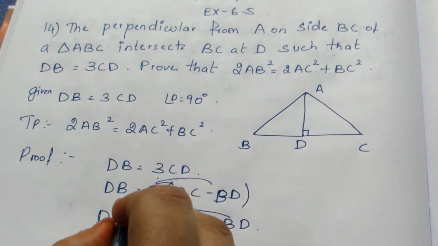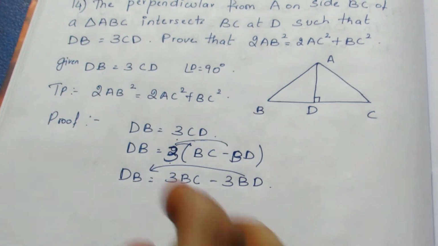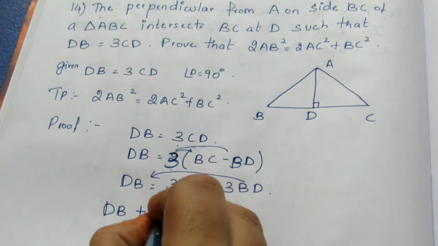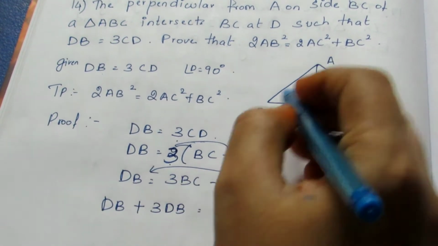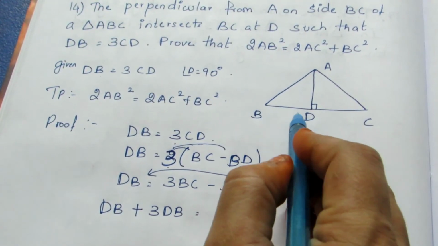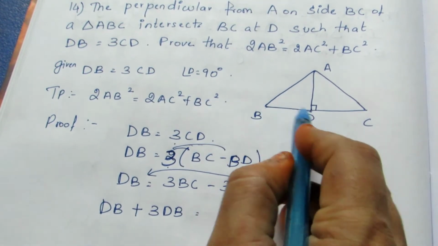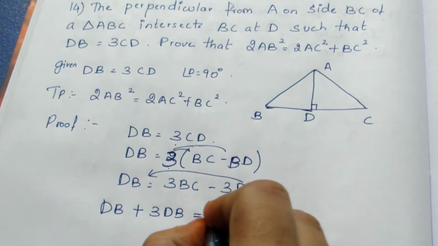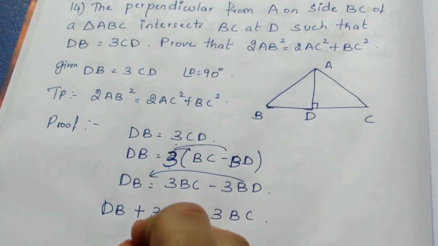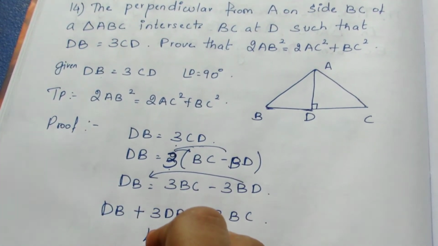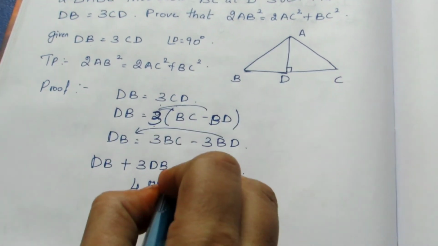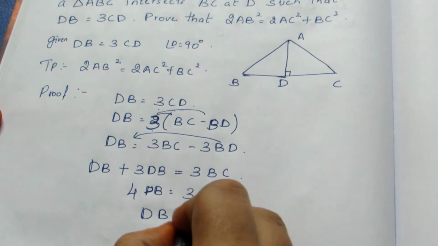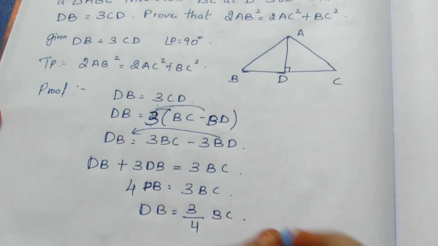Now taking DB or BD to one side, this becomes plus 3BD. DB and BD, everything is the same, so the distance between these two can be written as DB or BD. Now this is equal to 3BC. Adding this 1 and 3, we get 4. So 4DB equal to 3BC. Now we can write DB to be 3 by 4 BC.